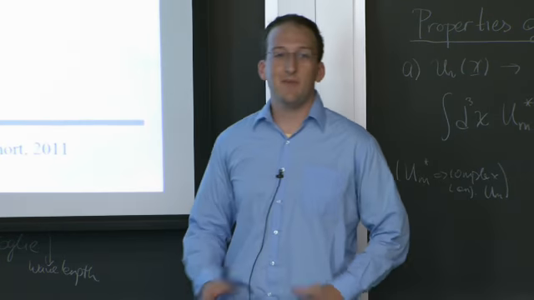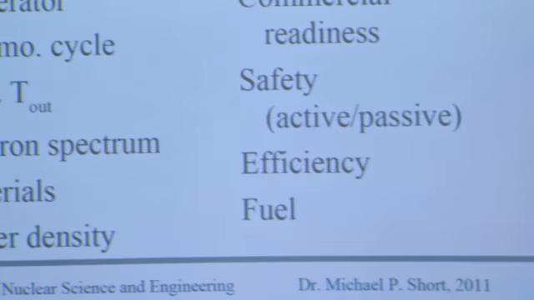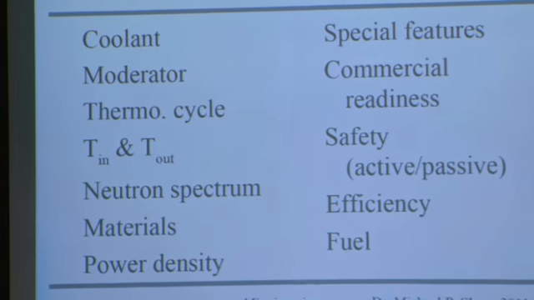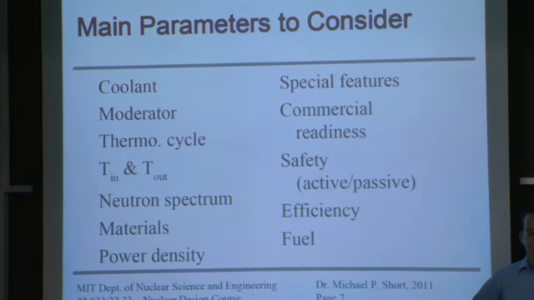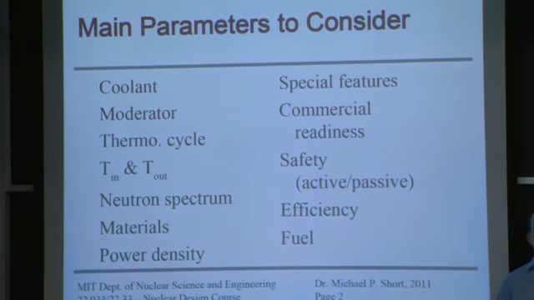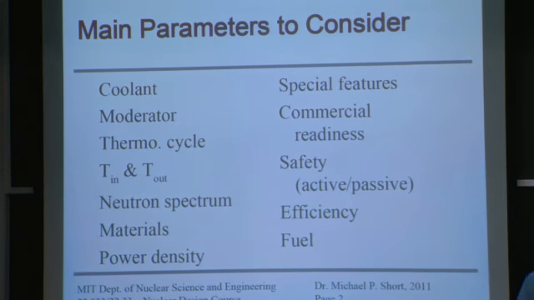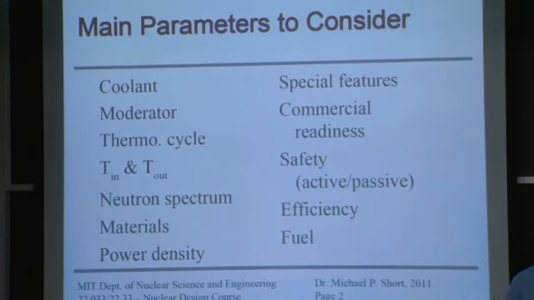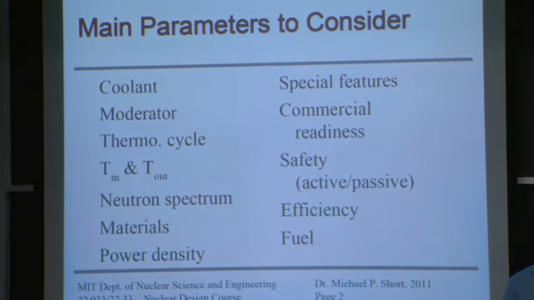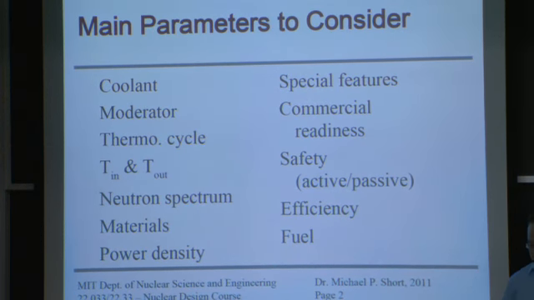So some of the main parameters to consider, this is not an exhaustive list, is what sort of coolant do you want to use? There are pluses and minuses to each coolant. What kind of moderator do you want to use? Is the coolant the moderator? Are the coolant and moderator different? What sort of thermodynamic cycle do you want to use? For example, if you're using a gas, do you want to use a Brayton cycle? If you have a phase change material like water, would you want to use a Rankine cycle?